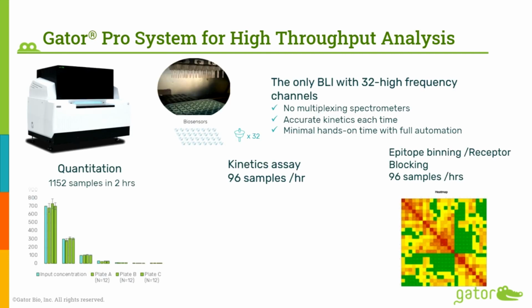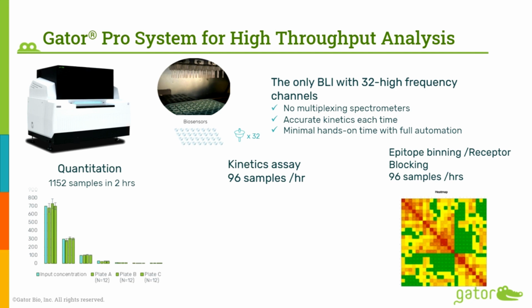As you can see, the number of samples is huge, so we had to go for our highest-throughput current offering, which is the Gator Pro. The Gator Pro is a 32 high-frequency channel machine, and it can do 32 kinetic experiments at the same time, and it can hold 384-well plates.